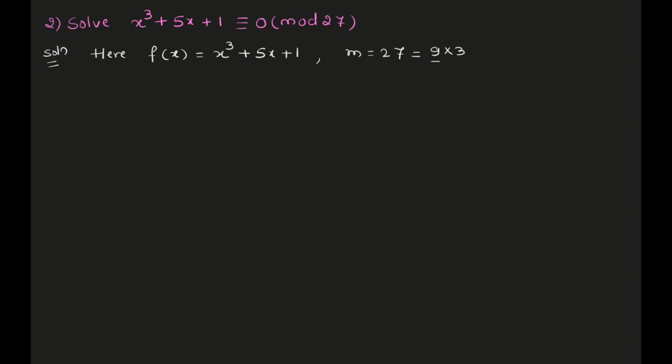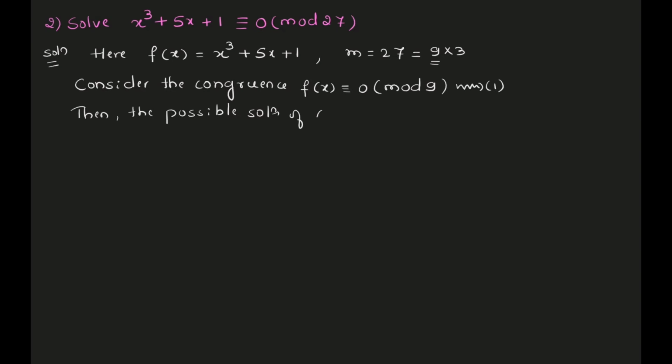So as I said before, consider the congruence f of x congruent to 0 mod 9. Call this equation 1. Then the possible solutions of 1 lie in the set 0 to 8: 0, 1, 2, 3, 4, 5, 6, 7, 8. Okay.